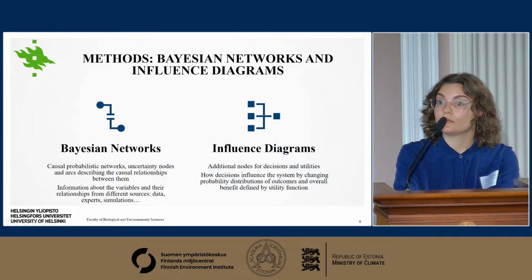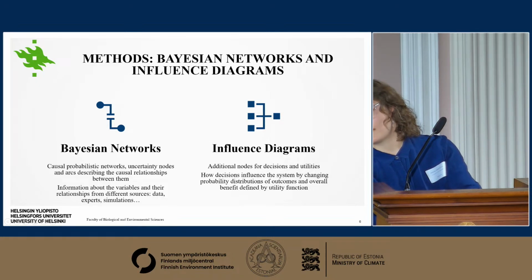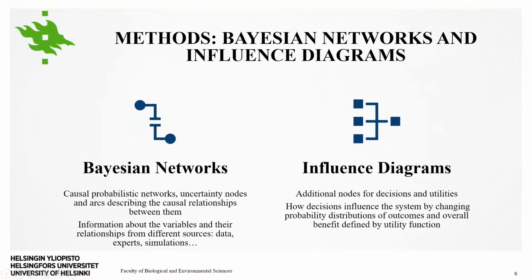So, like I said, I used Bayesian networks or so-called influence diagrams to analyze this. Bayesian networks are causal probabilistic networks. They consist of random variables called uncertainty nodes and then arcs between them that tell about the hierarchies or dependencies between the variables. And the variables contain information in probability distributions in a form that can consist of current data, expert knowledge, or simulations.